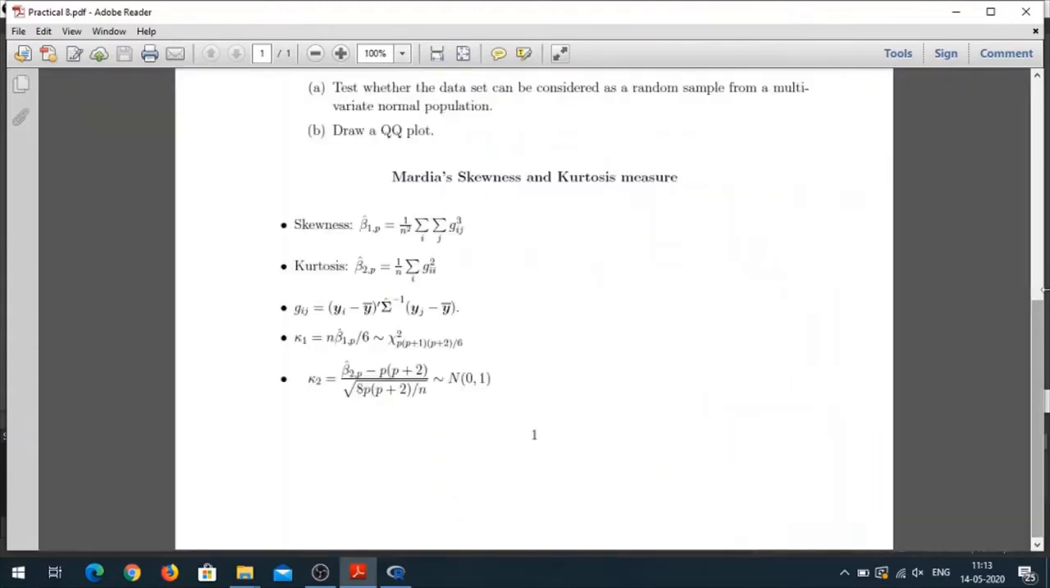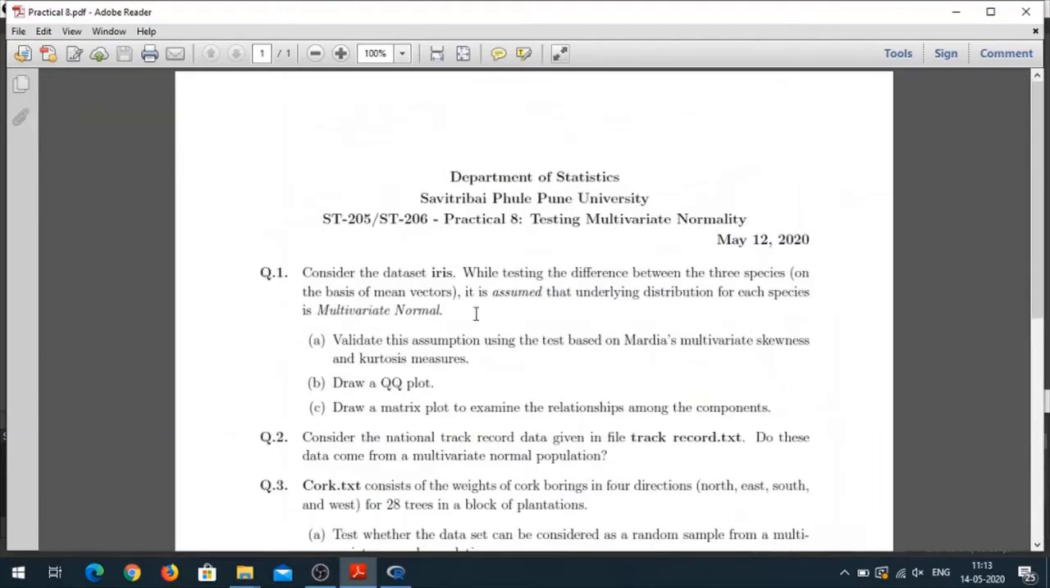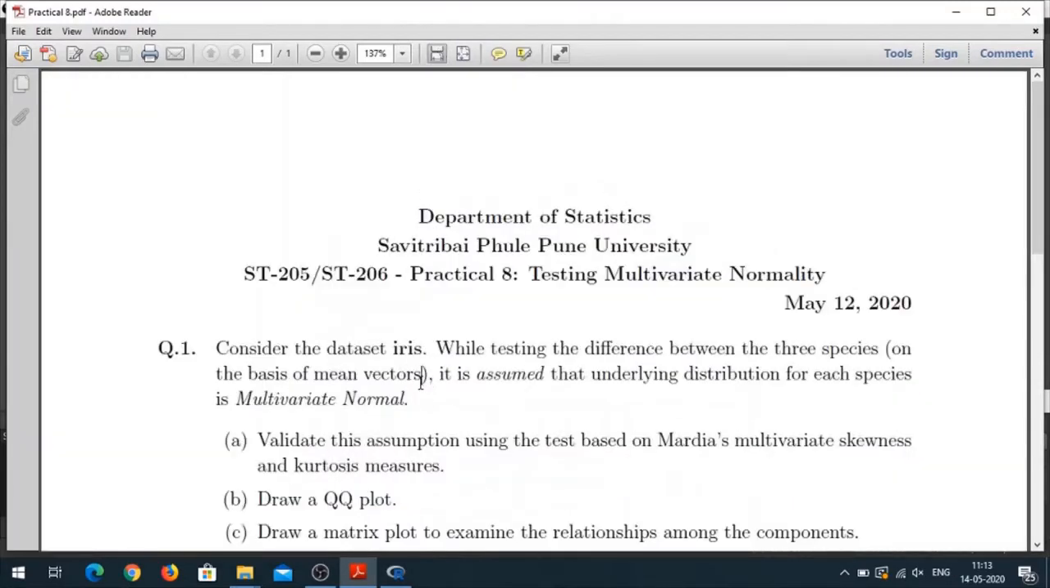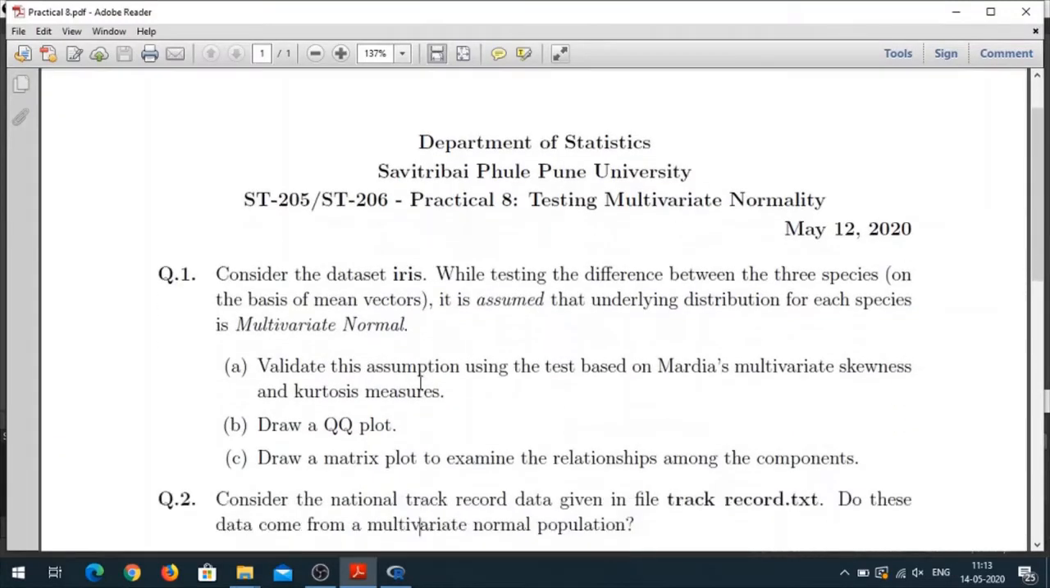Okay, so let me now go back to my question. The question is, consider the iris data set. It is assumed that the underlying distribution of each species is multivariate normal. If I want to test this, let us validate this assumption using the test based on Mardia's multivariate skewness and kurtosis measures. So we will consider data specific to one species only.